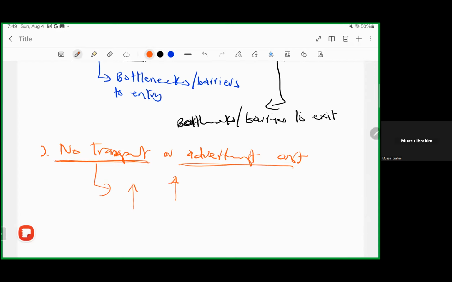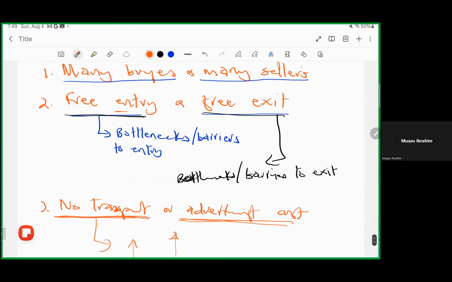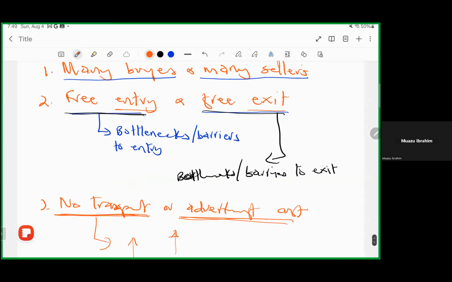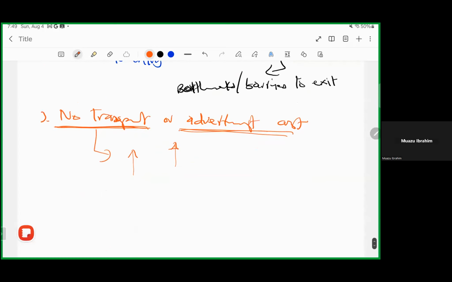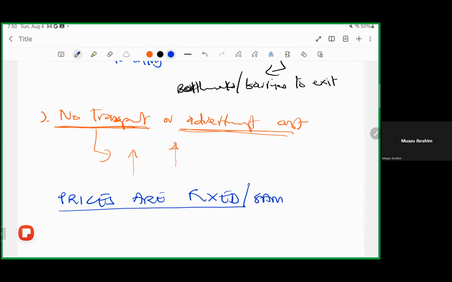If you don't incur any transport costs, you don't incur any advertising costs, and there are no barriers to entry, no one is taking bribes for you to enter into the market, and no one is taking bribes to allow you to exit the market. In this particular case, when you put all these features together, under a perfect competitive market, prices are fixed. Please note, prices are fixed under perfect competitive market. It means that prices are the same for all firms selling that same product.